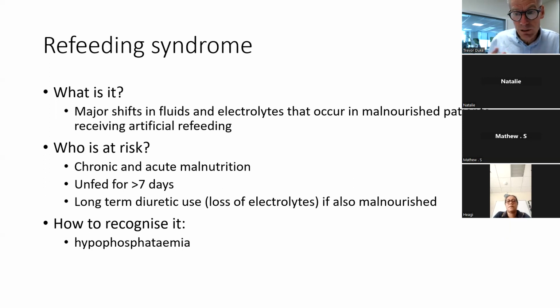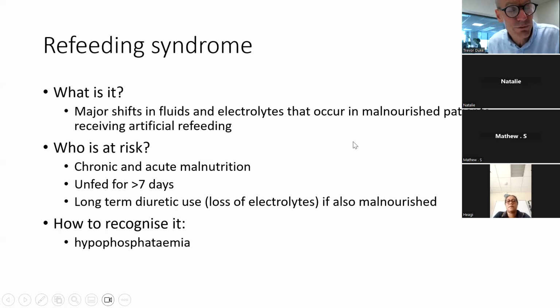Now that refeeding can usually be artificial feeding, but it could be oral feeding. It could be feeding with a nasogastric tube. It could even be feeding through total parenteral nutrition, a way in which some refeeding happens through an intravenous drip, but mostly it's from oral or nasogastric artificial feeding.